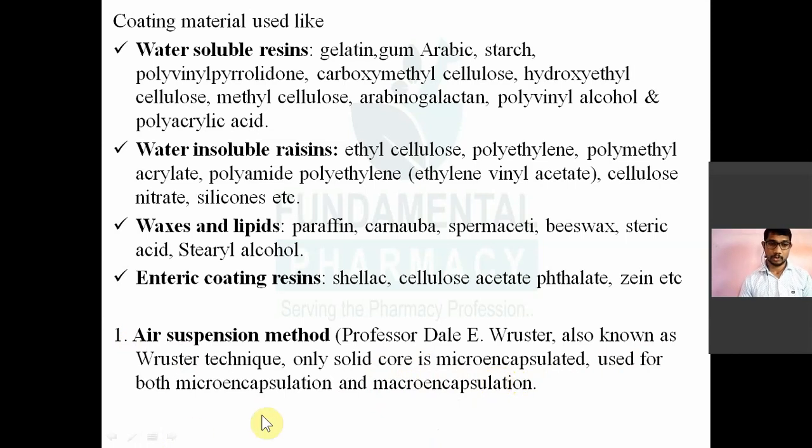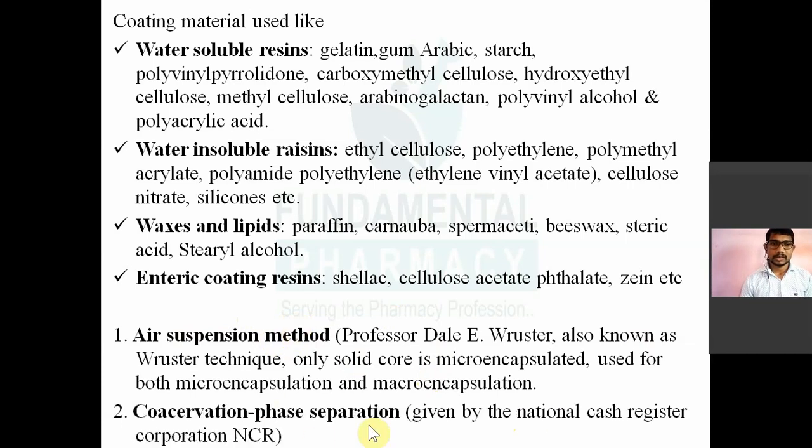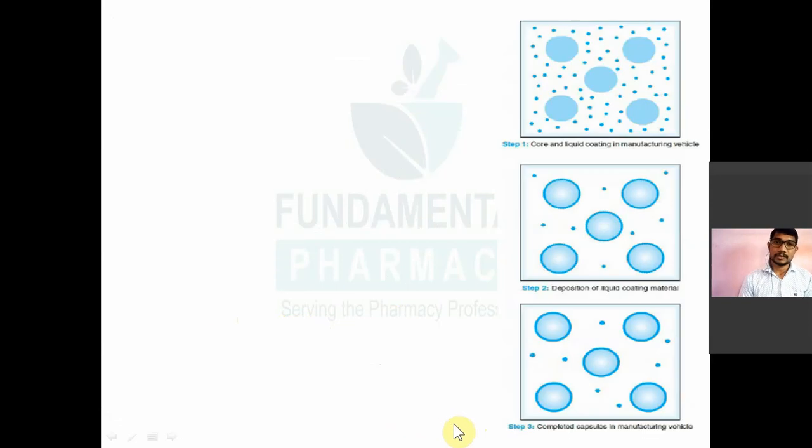It is used for both microencapsulation as well as macroencapsulation. Remember. Now in this air suspension method there are three types of flow: tangential flow, top flow and bottom flow. How this happens I will explain when I show you the diagram. Now the next method is the coacervation phase separation method. This method was given by National Cash Register Corporation, NCR. Remember. So what happens in this method? You have to microencapsulate the core material.